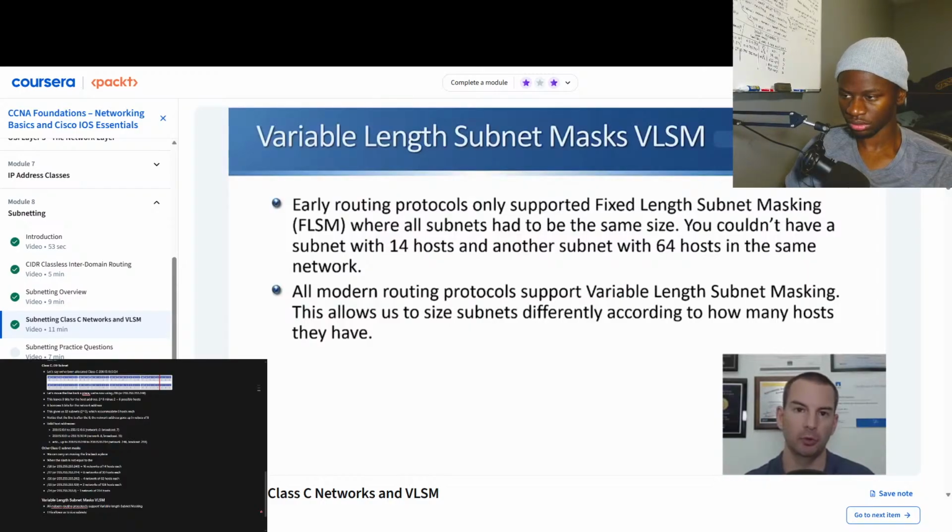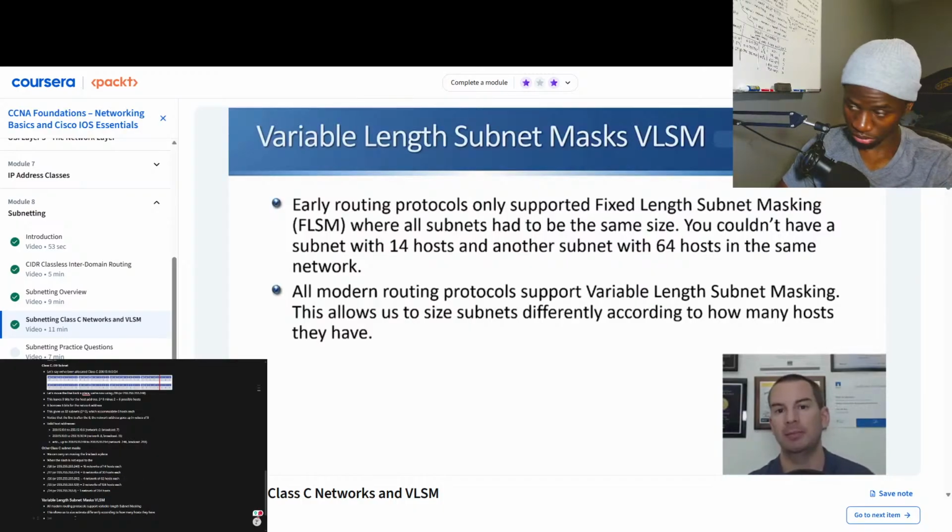Then later routing protocols came out with support for variable length subnet masks. That means that within the same range, you can have different sizes of subnets. So say I've got one part of my network which has 10 hosts in it, I could give them 14 available hosts, and another part of the network that's got 28 hosts, I could give them a subnet mask that gives them 30 available hosts.